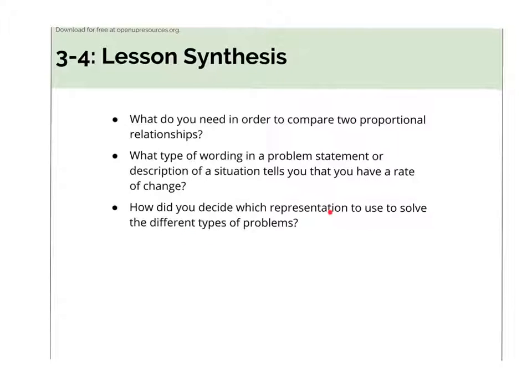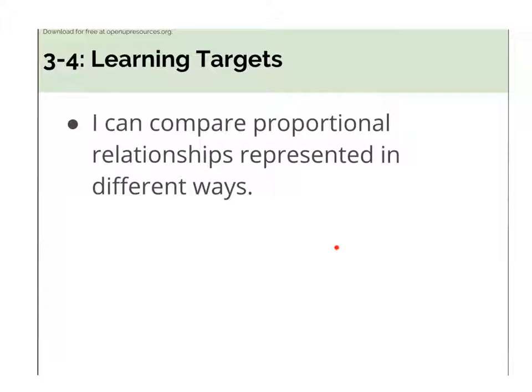How did you decide which representation to use to solve the different types of problems? Well, some types of situations are easier to graph, some are easier to make tables, some people like equations. Again, these are all different ways to represent the same thing. So there's not necessarily one right or wrong way to represent the situations as long as they're consistent with what's actually happening. How much do you agree with our learning target today? I can compare proportional relationships represented in different ways. Were you able to look at two different situations, use the rates, and decide who made more, which one needed more cups, etc., etc.?